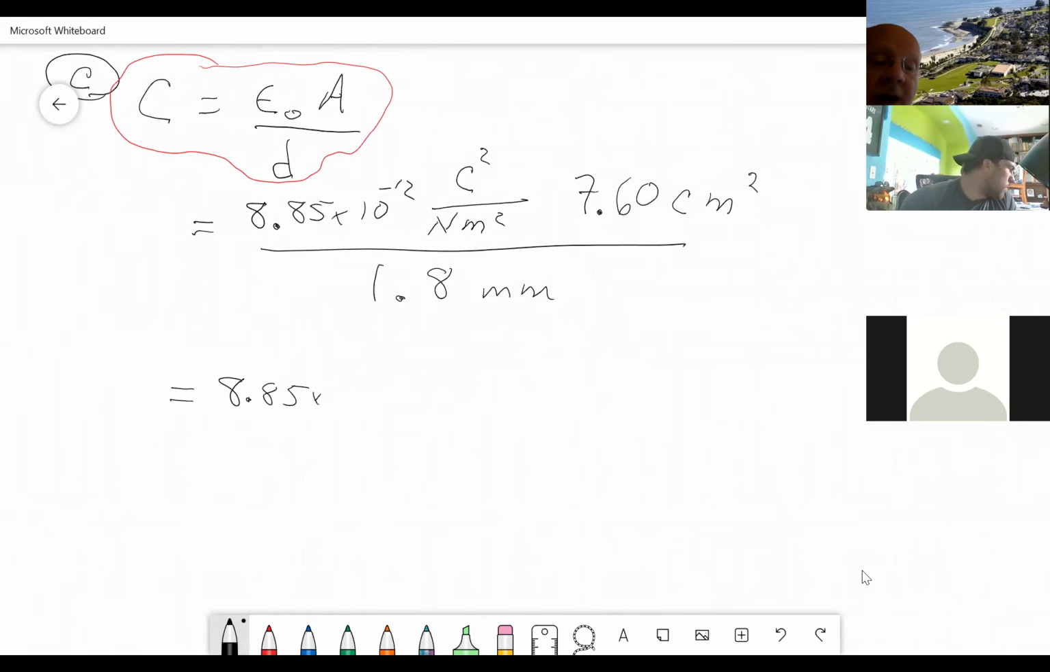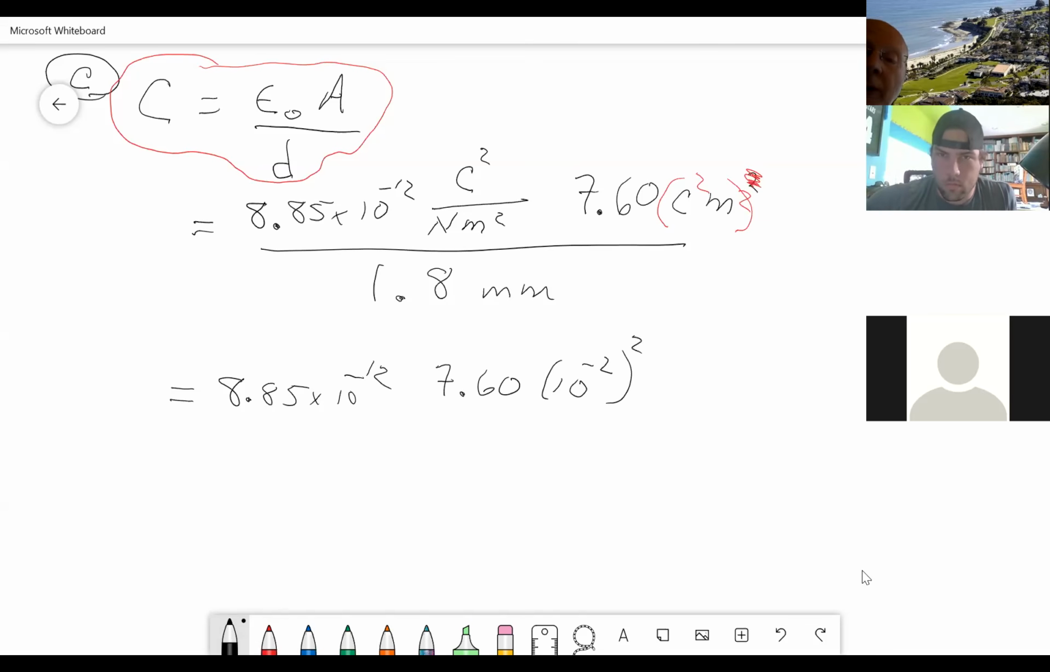So there's the 8.85 times 10 to the minus 12 for the number. But here's what I like to do, and I think I've mentioned this a couple of times, is think about this as, I'll put it in red, centimeters squared. And so it's squaring the centa and also squaring the unit meter. So I would write this as 7.60, and the centa would be 10 to the minus 2, and I would square it. And then that would just leave me with the square meters.